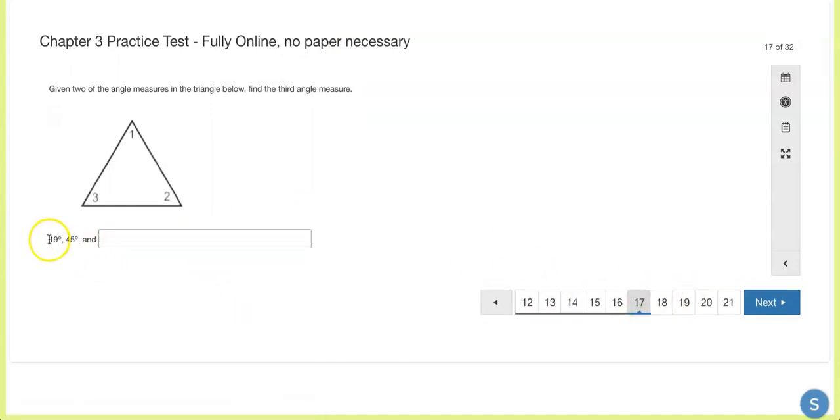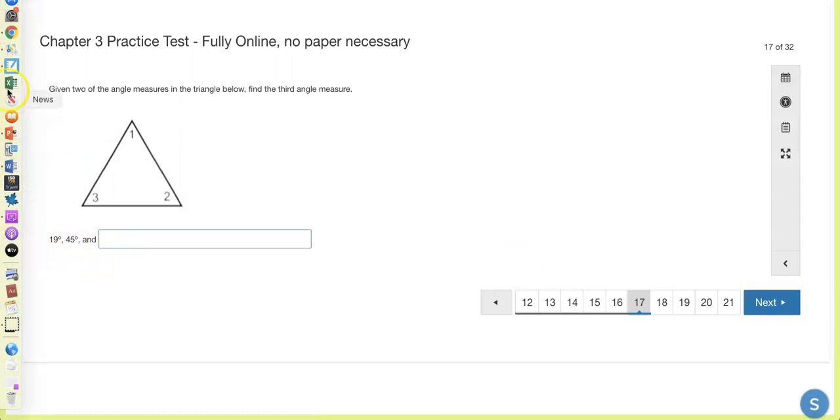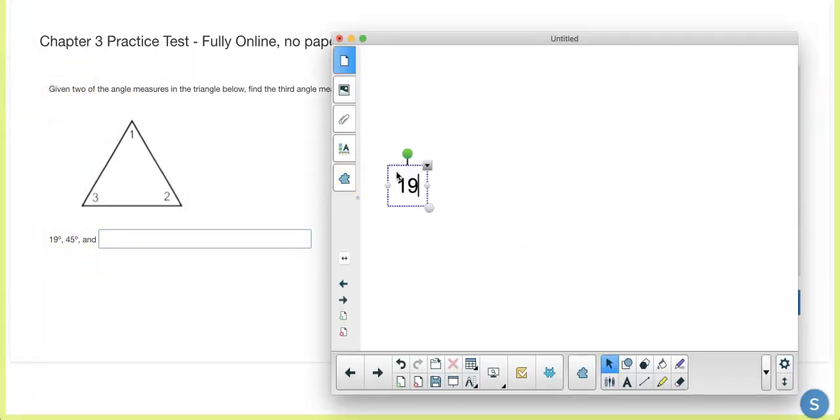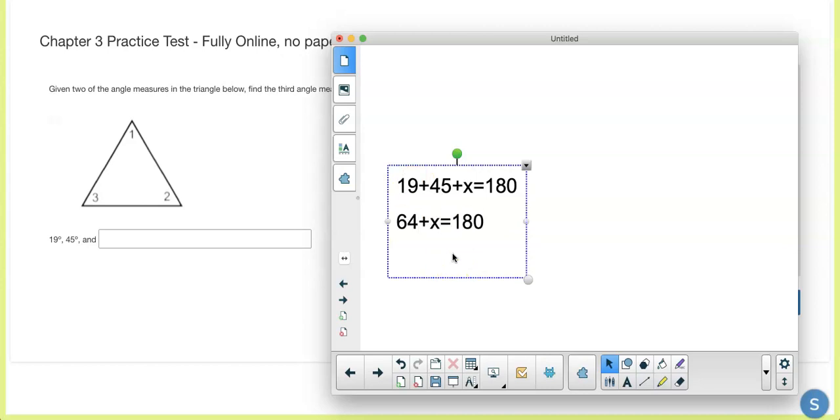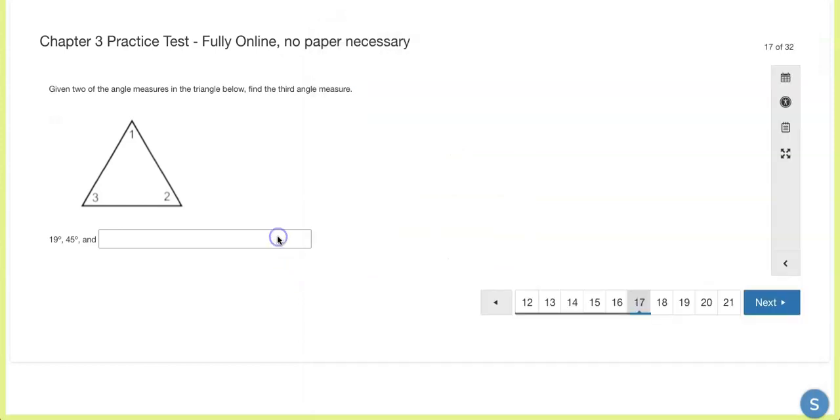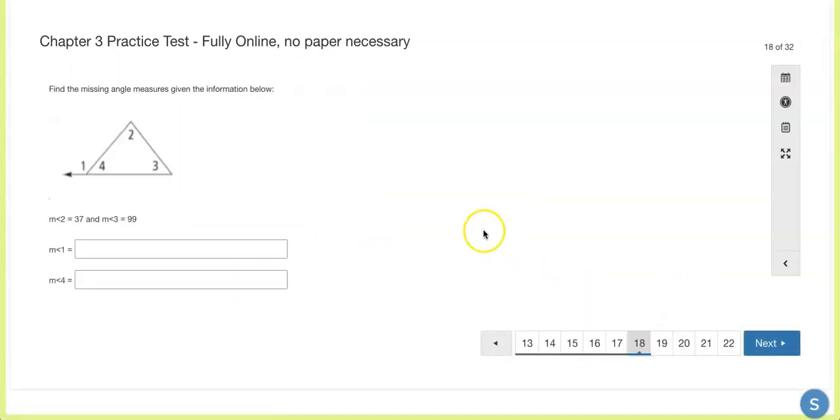One more time then, 19, 45, and something. 19 plus 45 plus x equals 180. 19 and 45 make a total of 64, plus x equals 180. Subtract both sides by 64, and it looks like you get 116 for this one. The three numbers have to make 180 altogether.